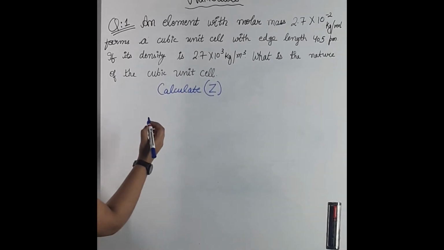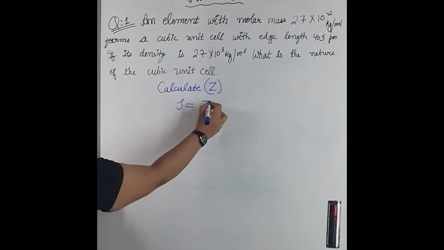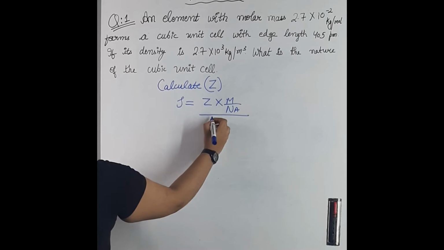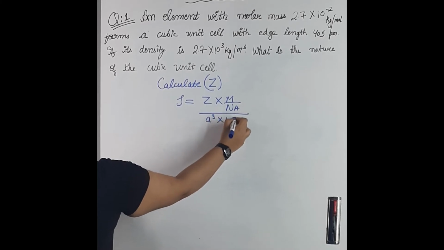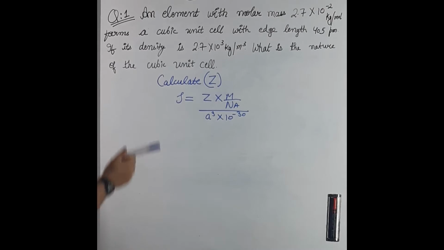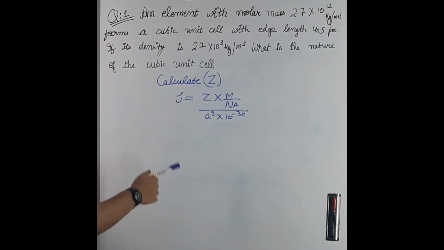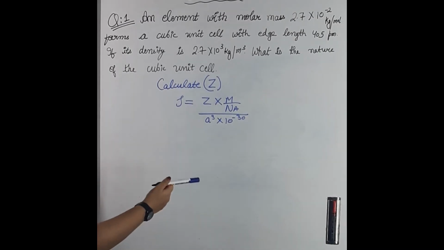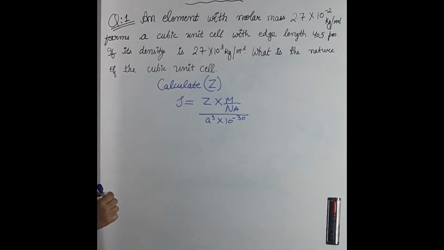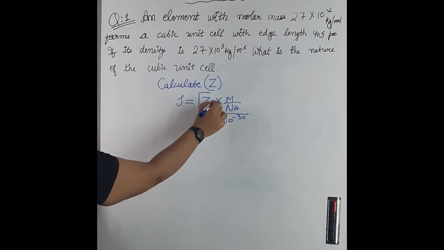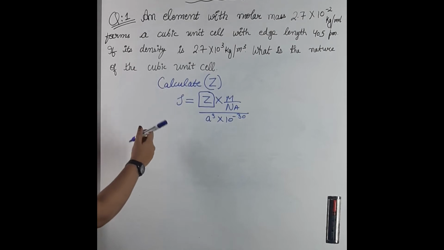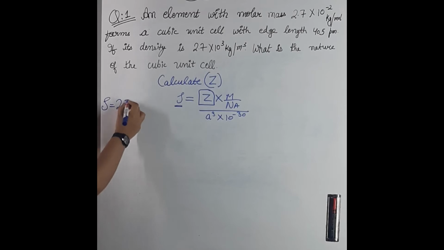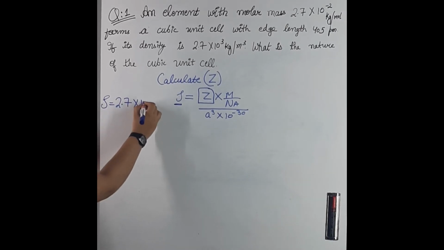As we have discussed, here the formula used will be rho equals Z multiplied by m upon Na divided by a cube multiplied by 10 raised to power minus 30. These types of questions are asked in the CBSE examination as well as entrance examinations like NEET or IIT-JEE. Here the value of Z you have to calculate, and the value of rho is given. Rho is density, guys, as we know.